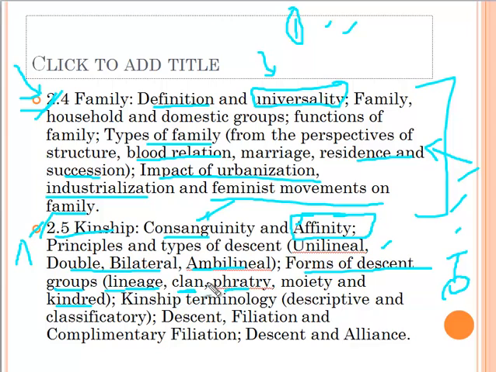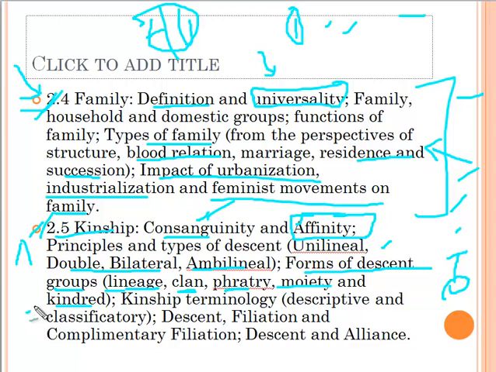In clan, you cannot exactly tell from which person you have descended, but the clan people say that we have descended from a common ancestor, and sometimes it is mythological also. Then fratry is even bigger than clan, and here people know that they have descended from a common ancestor, but they have different clans. Different clans have their own common ancestor. Then moiety: when the society is divided into two equal parts, this group has descended from one ancestor and that group from another, so they are equal and opposite. This is called moiety.